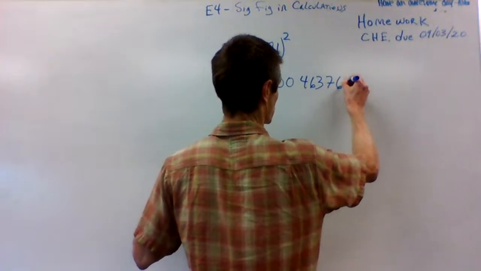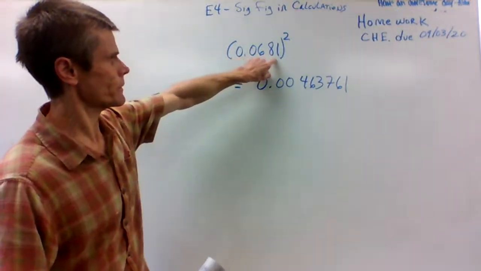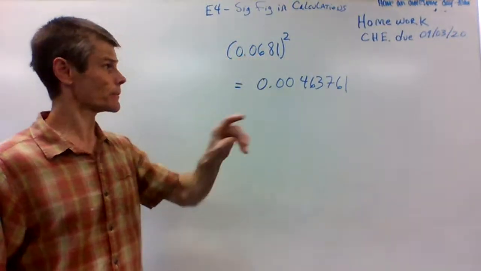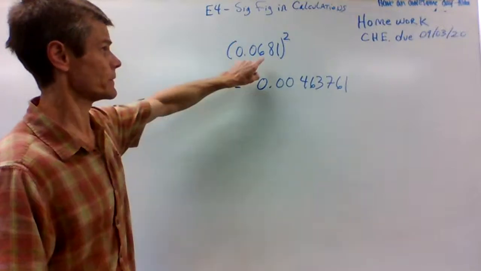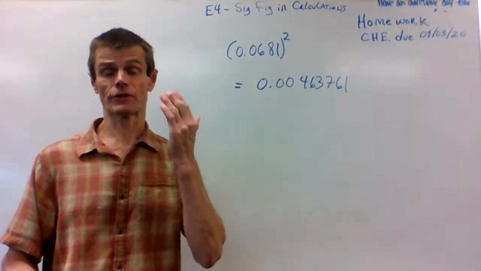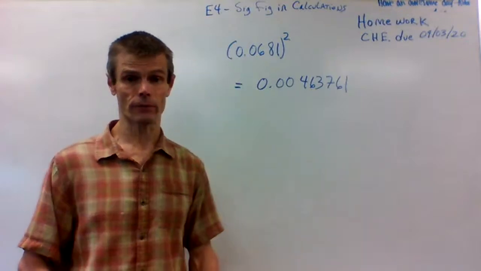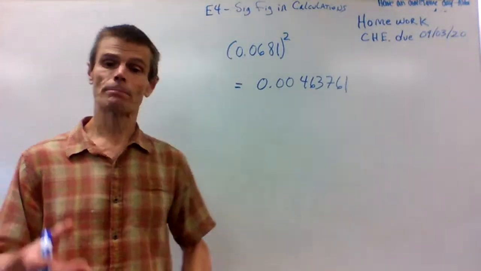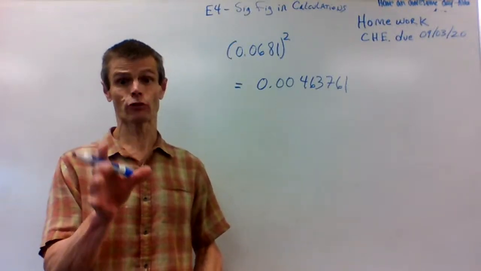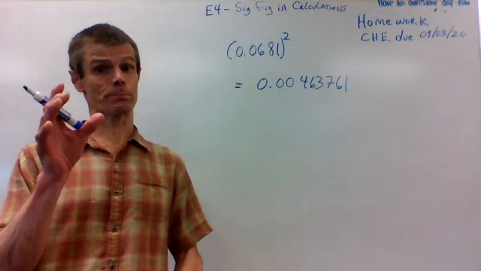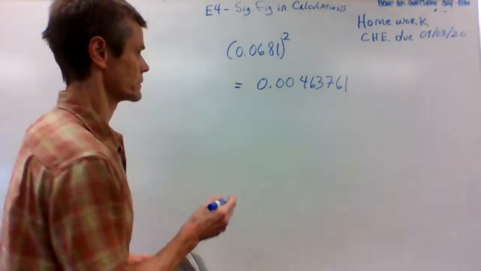0.00463761. Now, this tells us that we're limited to 3 significant figures, because this number only has 3 significant figures. The 6, the 8, and the 1 are significant. Our answer is only going to have 3 significant figures. And once again, you don't have to do it unless the problem says specifically to put the answer into scientific notation.